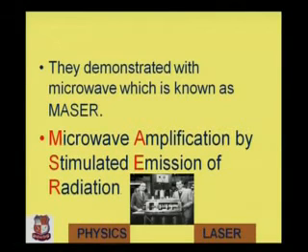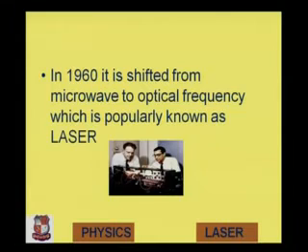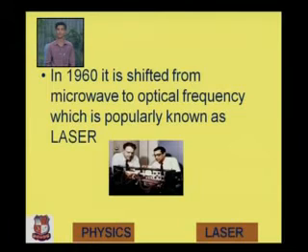Then after 7 years, in 1960, they shifted from the microwave frequency to the optical frequency, which is popularly known as the laser, which is the light amplification by the stimulated emission of radiation. So around after 40 years, Einstein's thought was converted into reality. The postulate of Einstein was converted into reality by the demonstration of the maser, and then by shifting from the microwave frequency to the optical frequency, in 1960 they demonstrated the laser, that is light amplification by the stimulated emission of radiation.